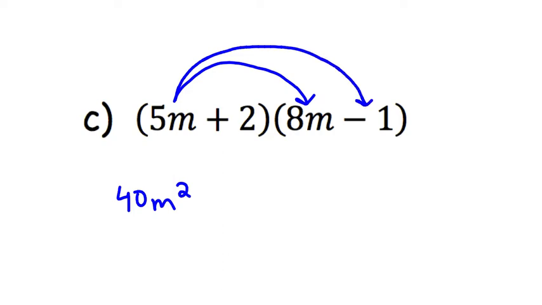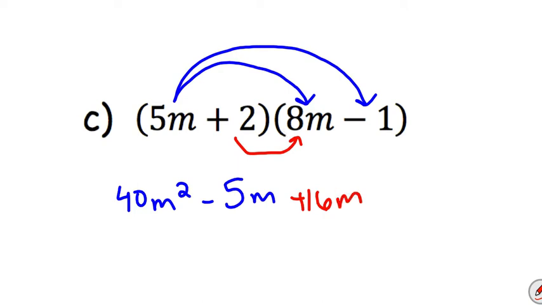5m times negative 1. 5 times negative 1 is negative 5. And then, since the 1 doesn't have an m, we just bring that m down. And now we have 2 times 8 is 16. Same thing, the 2 doesn't have an m, so this m just gets brought down. Last step in this part here, 2 times negative 1 is just negative 2.